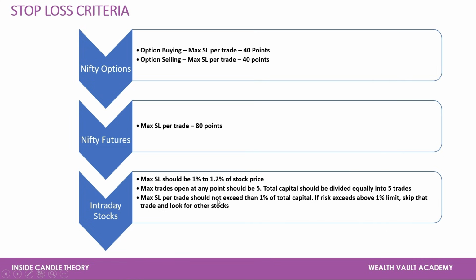And you should divide your capital into five trades equally. At any point of time, whenever you are taking a trade, if your risk per trade is above 1% of the total capital, then you should simply ignore that particular stock and move to the next stock.